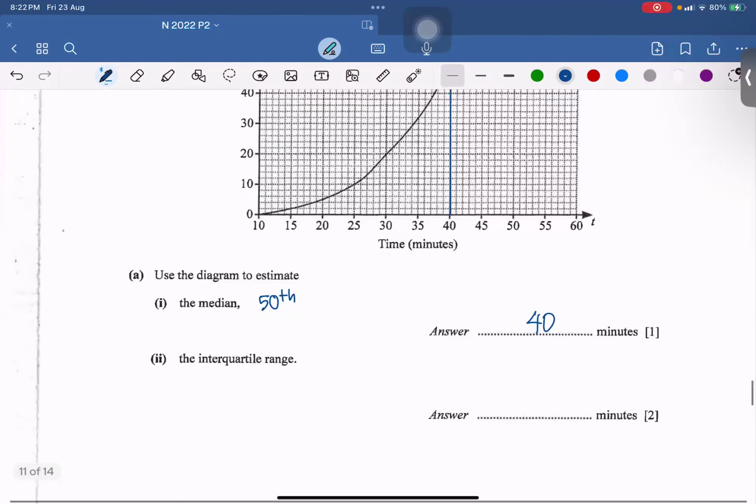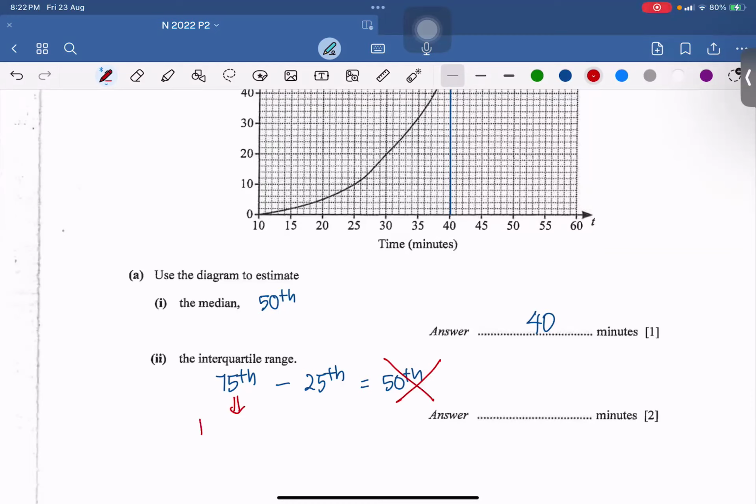In the interquartile range, it is the 75th percentile minus away the 25th percentile. I still see that a lot of students say that this is the 50th percentile. This is not correct, huh? No, I must read the graph value. Okay, it is not the 50th percentile. We have to read the graph.